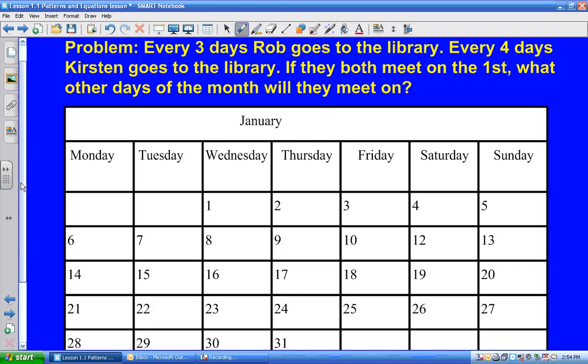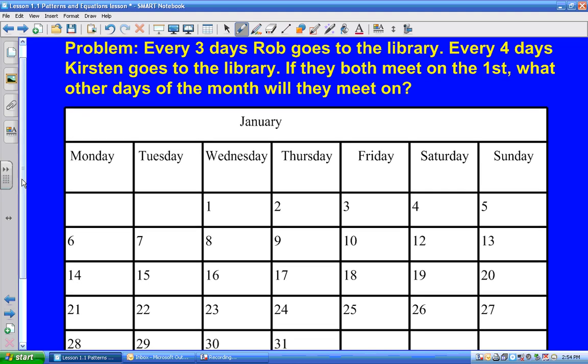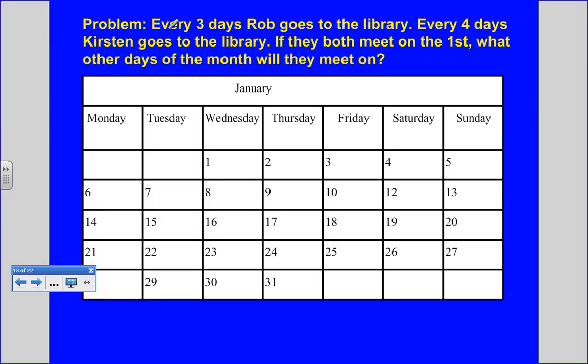Okay, here's my calendar. Now, here's my problem right here. Every 3 days, Rob goes to the library. Every 4 days, Kirsten goes to the library. If they both meet on the 1st, they're both going to be here on the 1st, so Rob's here, and so is Kirsten. The question I'm asking you now is, on what other days will they both be at the library?